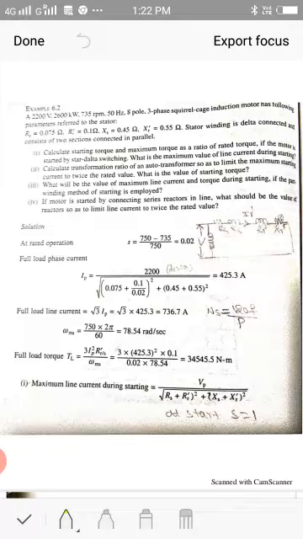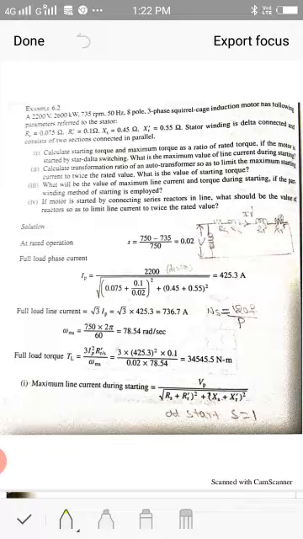First, they are asking to calculate the starting torque and maximum torque as a ratio of rated torque if the motor is started by star delta starting. What is the maximum value of line current during starting? Second, calculate the transformation ratio of an auto transformer so as to limit the maximum starting current to twice the rated value. What is the value of starting torque?